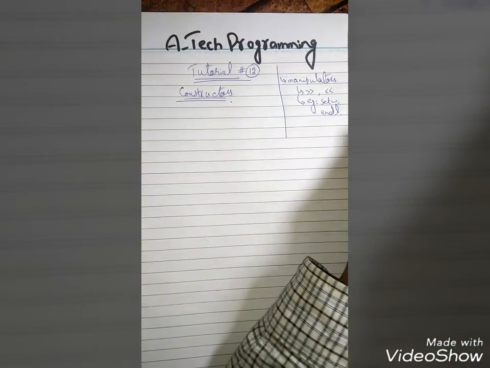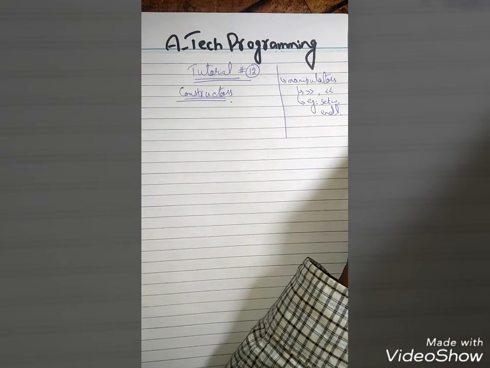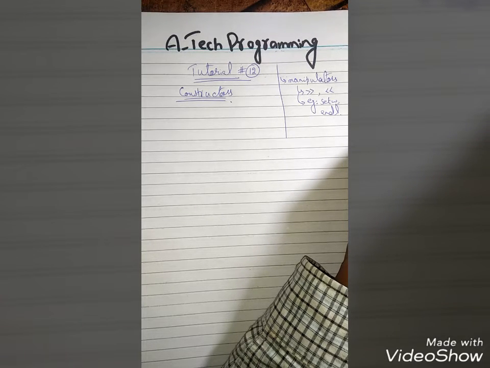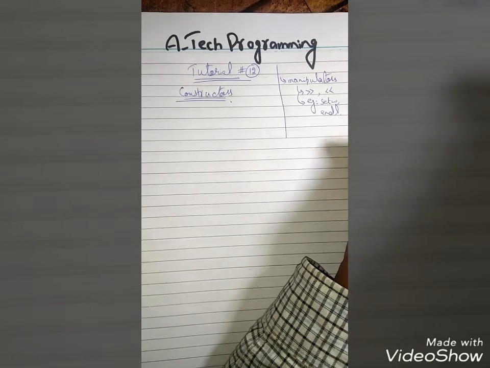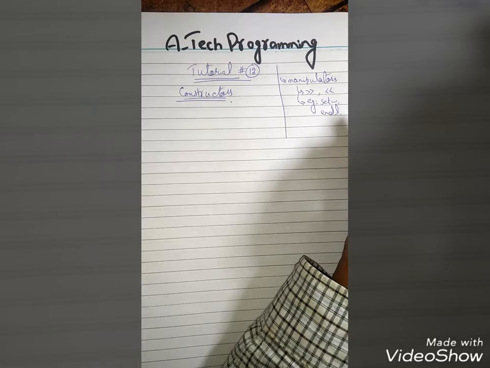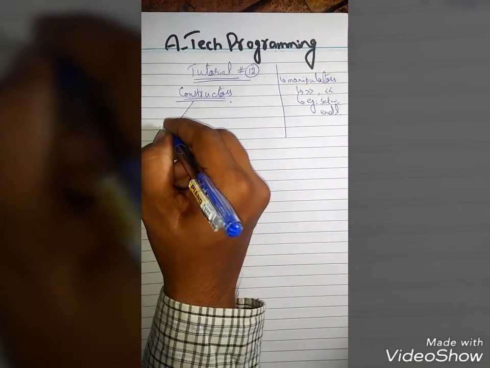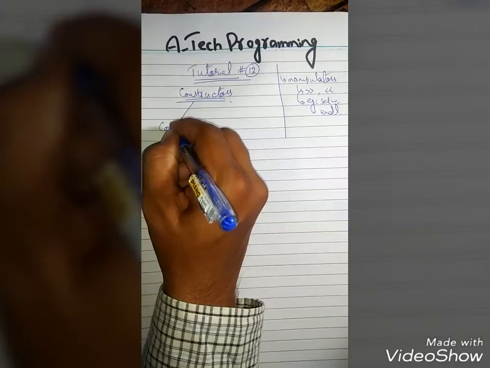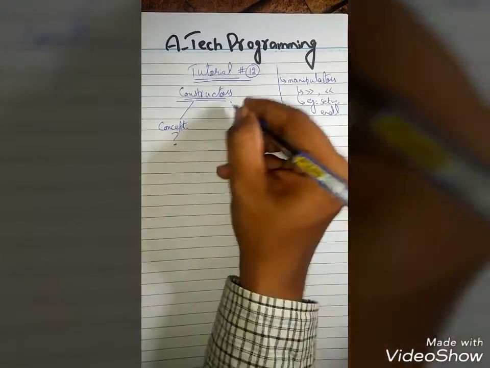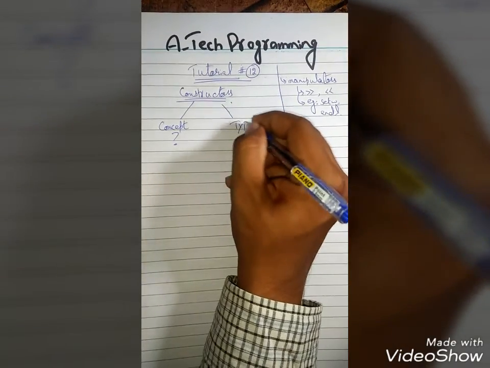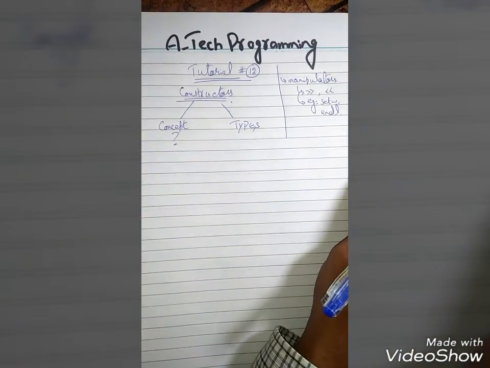OOP is totally incomplete without constructors, because whenever an object is created, the constructor is called automatically. What is the purpose, what is the mechanism, and what is it? Let's discuss it. First of all, we will discuss the concept of the constructor, what it is, and then the types of constructors.